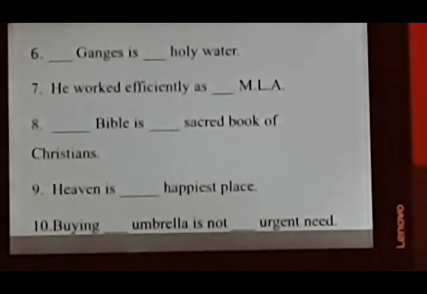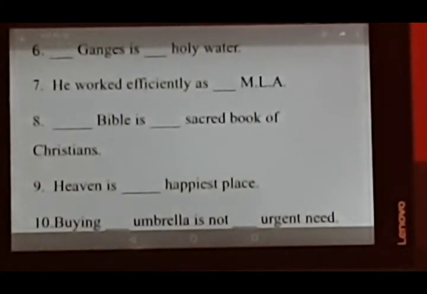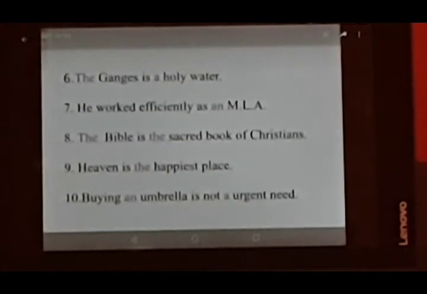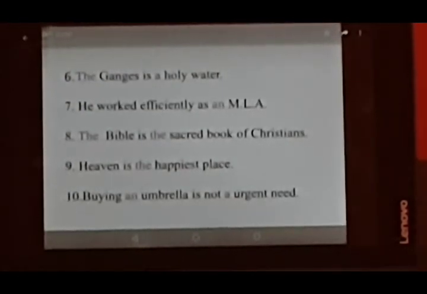He worked efficiently as an MLA, because the letter M has an M sound, "em", which is a vowel sound. The Bible is a particular book, the holy book of Christians, a sacred book of Christians. Heaven is the happiest. Happiest is a superlative degree. Buying an umbrella is not an urgent need. So both these words, umbrella and urgent, have vowel sounds. So here are the answers for you, which I have already told you.